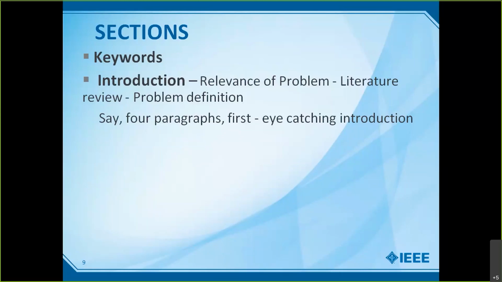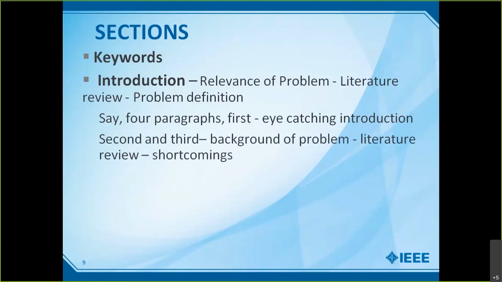The first paragraph is an eye-catching introduction, where you introduce the broad subject. You say that this is really an important area. Then the second and third paragraphs would be the literature review. You would say which person has done what. You will quote the papers and you will highlight the shortcomings. Don't forget, highlight the shortcomings. Without shortcomings, you cannot set the stage for your work. People will say, well, the papers in the literature are wonderful ones, so why should we read your work?